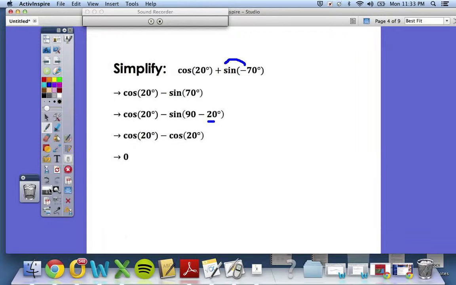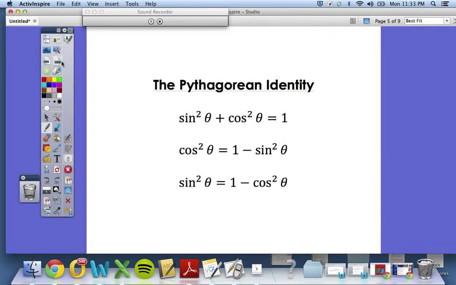Let's look at another example. Our next example will use the Pythagorean identity. The most common form of the Pythagorean identity is sine squared plus cosine squared equals 1. But you also might see it solved for cosine squared or solved for sine squared. Look at the example.